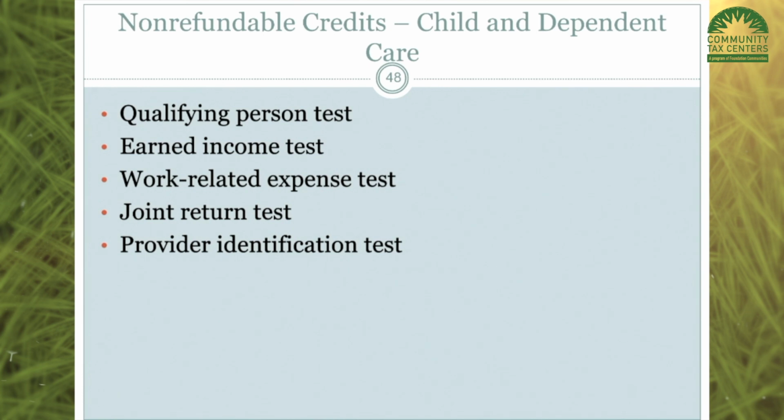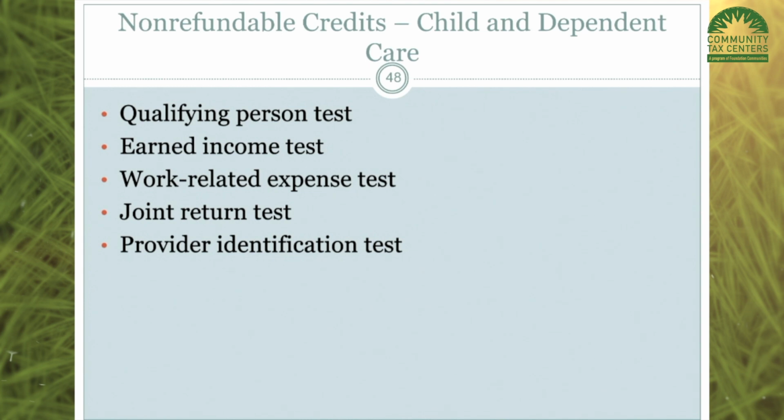The earned income test. Again, the taxpayer and spouse, if it's a married filing joint return, have to have earned income in order to qualify. If it's a married filing joint, they both have to have earned income. So it can't be that the taxpayer is working, the spouse is at home, and the spouse sends the children to daycare. They both have to have earned income.